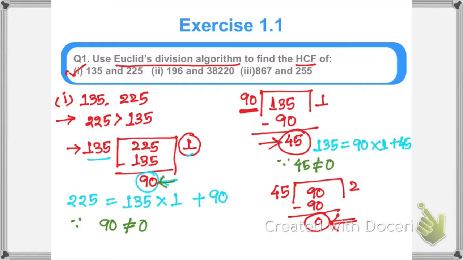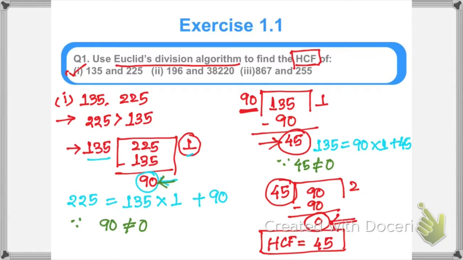Now what we had to find, we had to find the HCF, right? We need to find the HCF. So now what will be the HCF? HCF will be equals to 45. Why 45? Because the last divisor was 45, by which we got the remainder as 0. That's why HCF will be equals to 45.